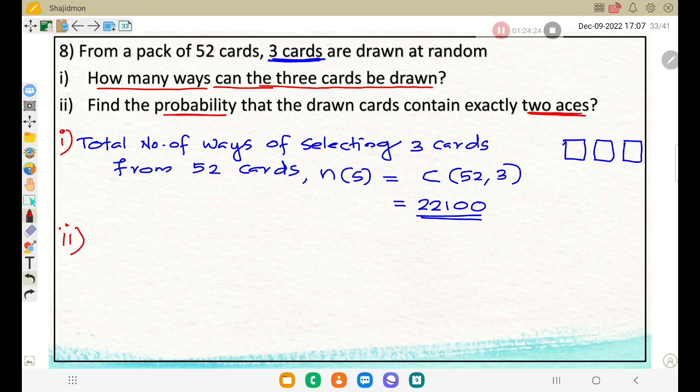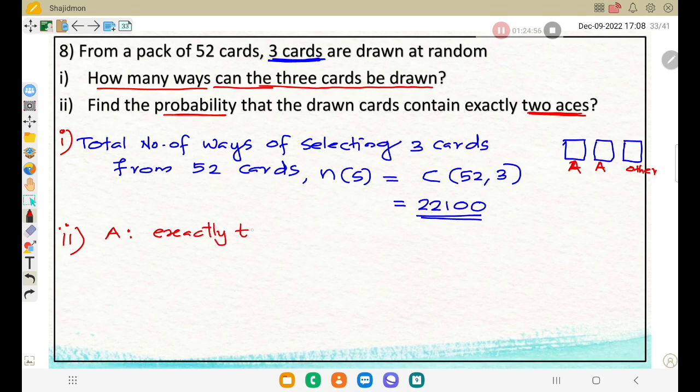Okay, 3 cards we have selected. Out of those, 2 cards will be ace cards. This is an ace card, this is also an ace card, and this is any other card, no problem. So exactly 2 aces means there should be exactly 2 aces, not more than or less than 2. So what is the probability of that? That is the question here. So we can do this. See, I am defining one event A. What is the event?